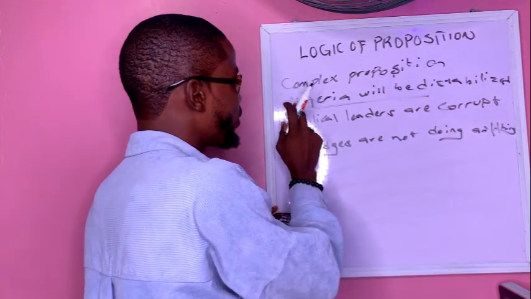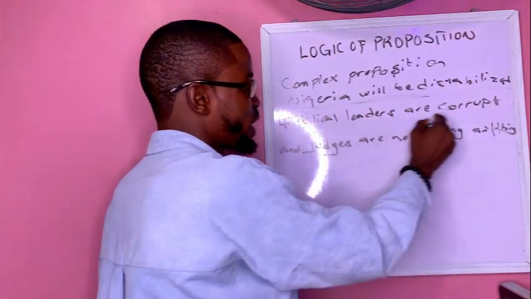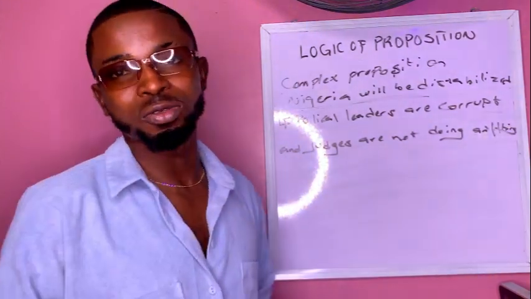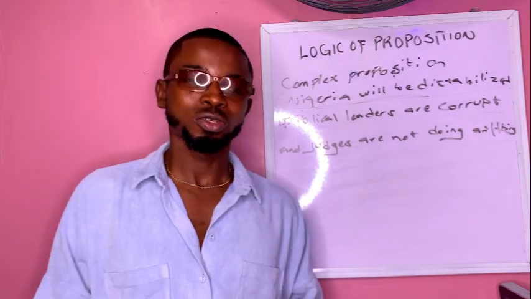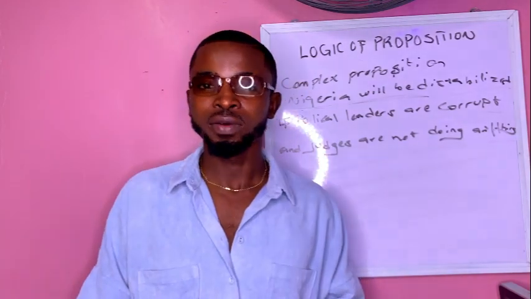In this particular complex proposition, we have Nigeria will be destabilized, we have political leaders are corrupt, and we have judges are not doing anything. So the three of them coming together is what we refer to as what? Complex proposition. So let me just recap everything I've said before we move down to standard form categorical proposition.